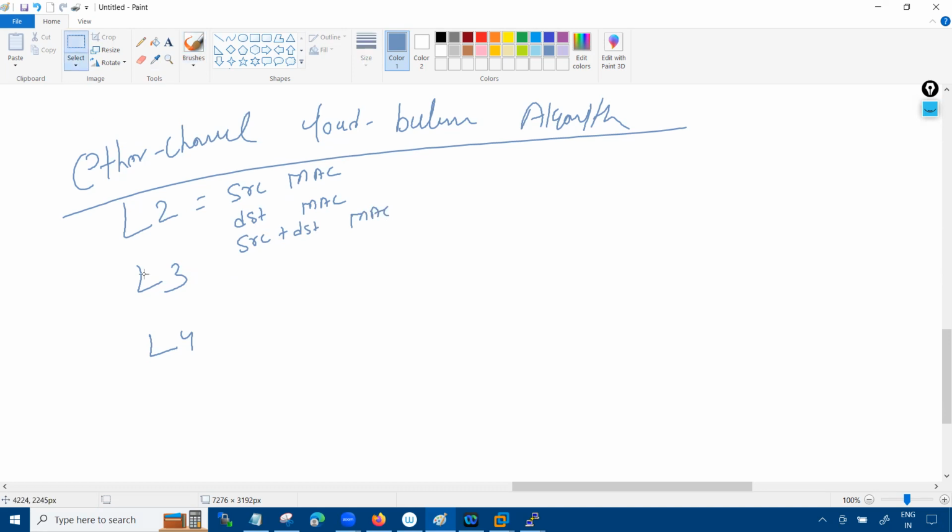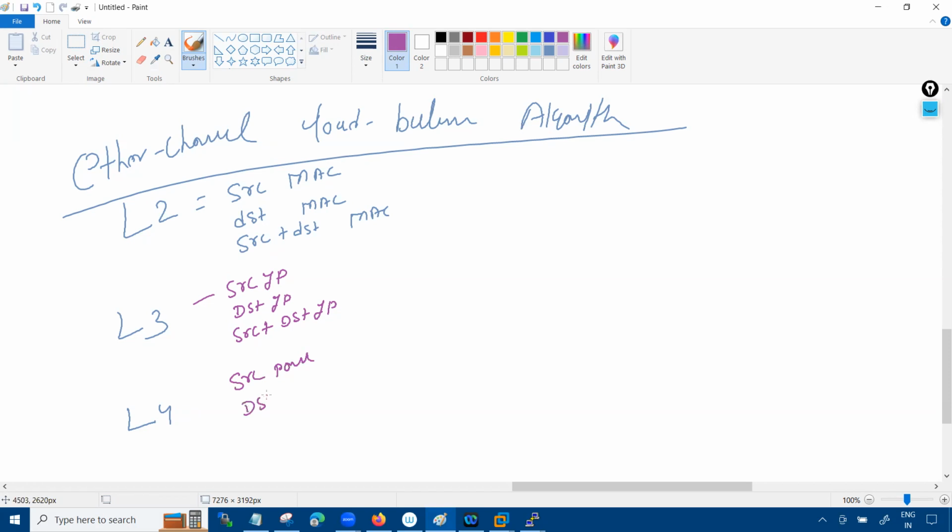On layer 3, you can do the load balancing based on the source IP, destination IP, or source plus destination IP. If I talk about the layer 4 perspective, we have the port number, remember? So we can do the source port number, the destination port number, and the source plus destination port number.